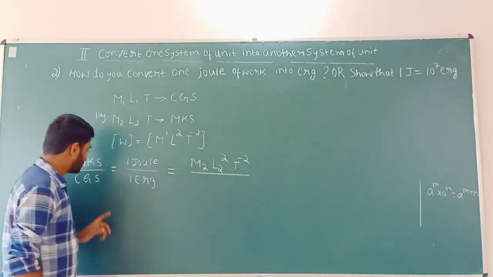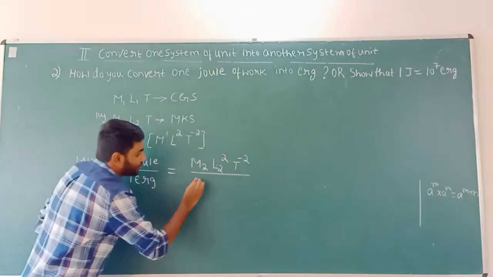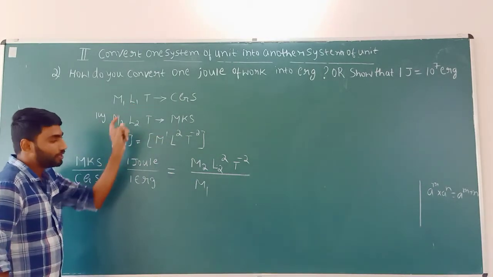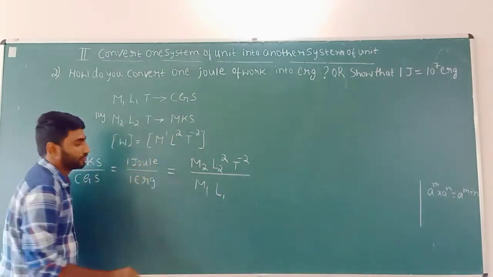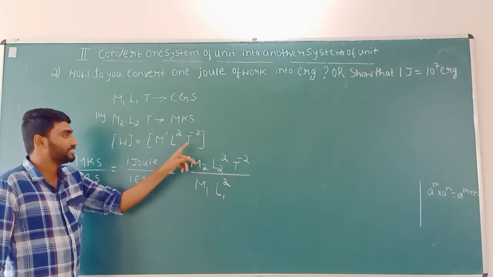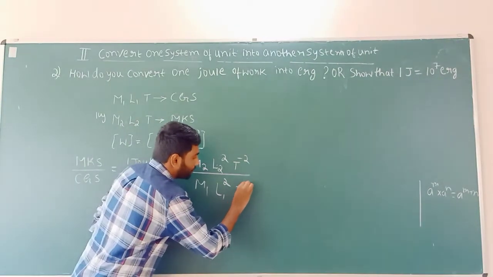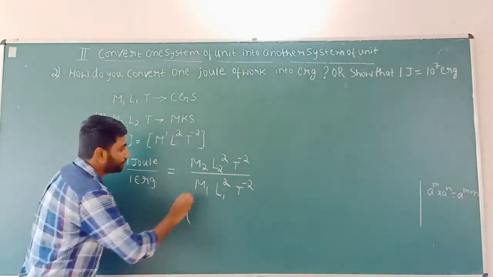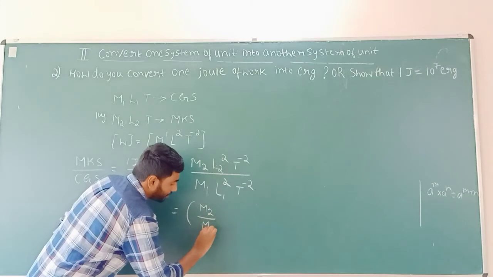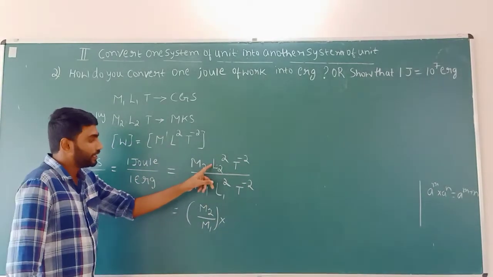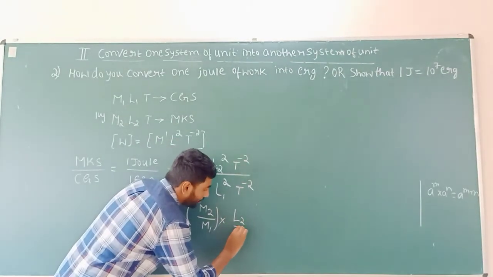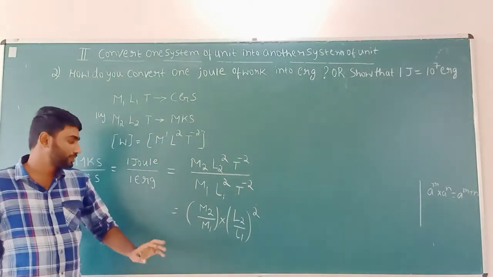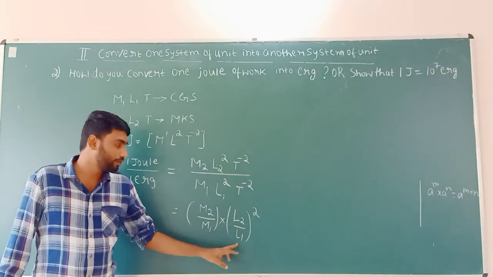Same in CGS: in M place we write M1, in length place we write L1 square, time as it is T power minus 2. This above equation can be written as M2 by M1 into L2 by L1, here square is there, so whole square: M2 by M1 into L2 by L1 whole square.